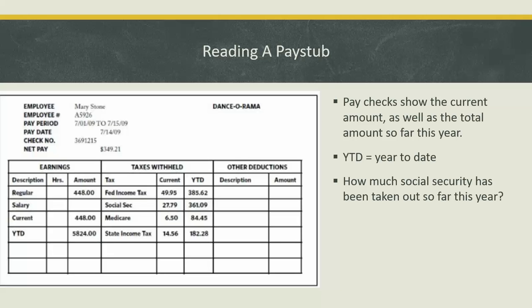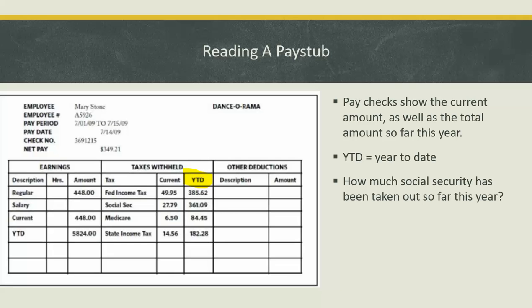On the paycheck, we were looking so far at the current column. That tells us what has happened in this pay period. You'll also notice that it lists the year to date. That tells us how much has been taken out of her paycheck so far this year. On a pay stub, that will be abbreviated YTD.